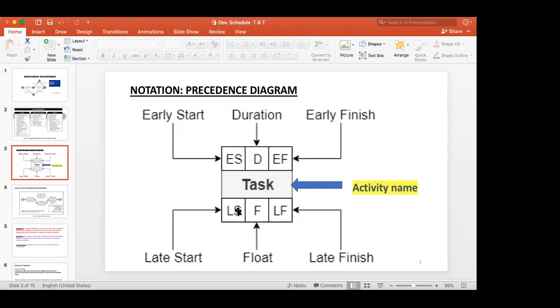That is the late start. So you get the duration. Then early finish. If you do the early start, you have a duration. Then that is the early finish. If you start lately, there's a duration. Then late finish. There is an early start, a duration, an early finish, and then a late start and a late finish. So this is the start side, this is the finish side. So precedence diagram means everything.